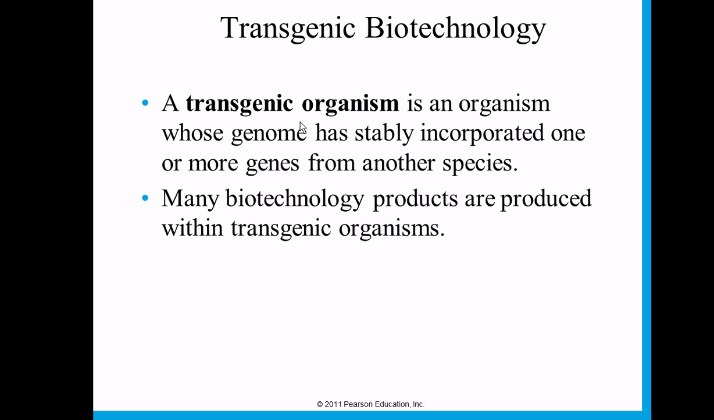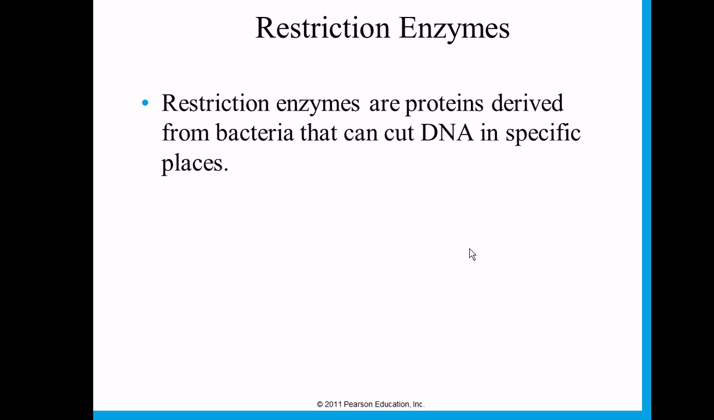So if you have a human insulin gene and you put it into bacteria, then that bacteria becomes a transgenic organism. A transgenic organism is an organism whose genome has stably incorporated one or more genes from another species. That is the meaning of a transgenic organism. So many biotechnology products are produced within transgenic organisms. Basically, you can move genes from one species to another, and that is the meaning of a transgenic organism.